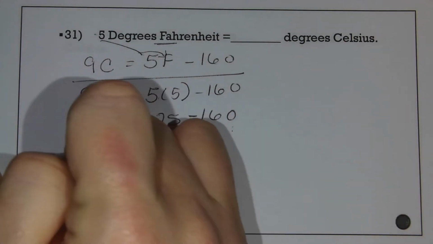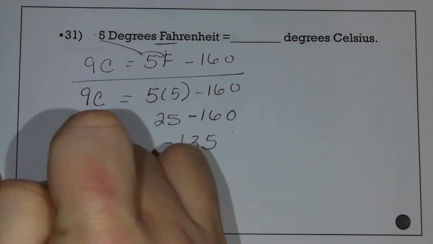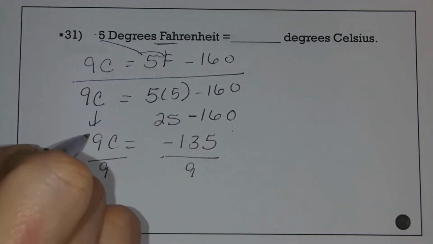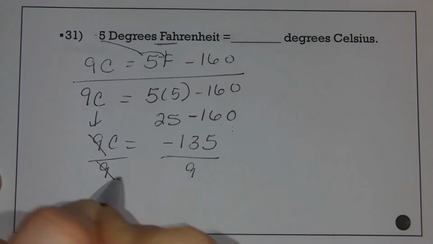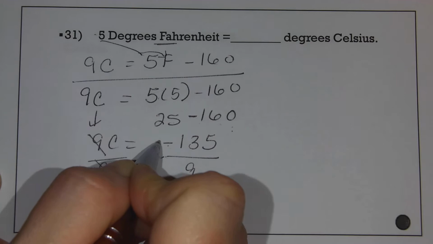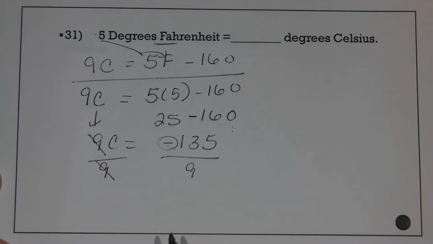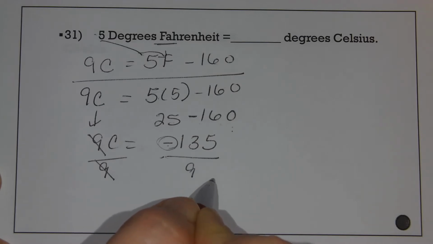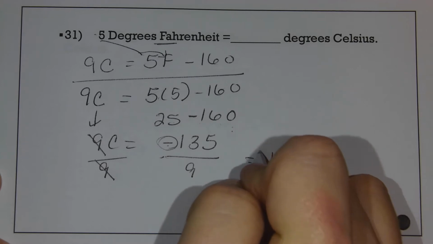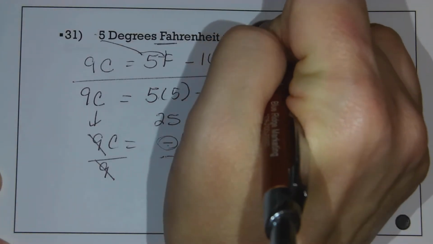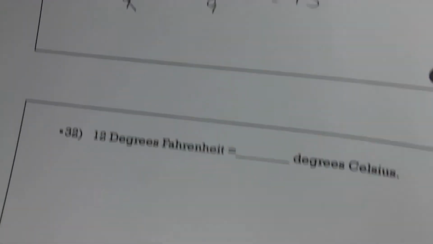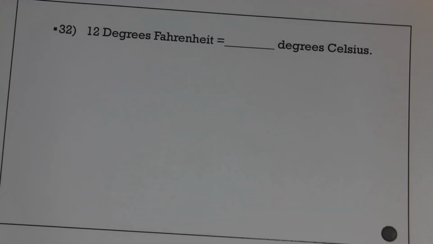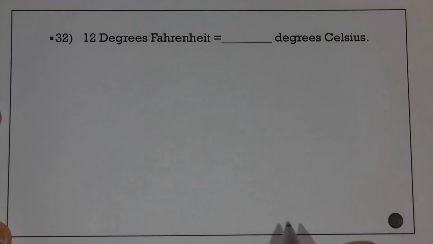And then you're going to bring down your 9C and divide each side by 9. Again, these cross out. Because you are dividing a negative by a positive, the answer is going to be negative. So 135 divided by 9 is 15, and then negative 15. Some students find this one a little easier because you're working everything out on one side first, then you divide last.